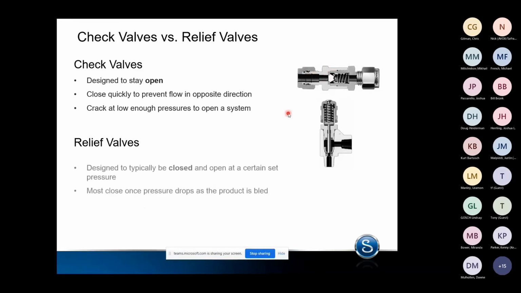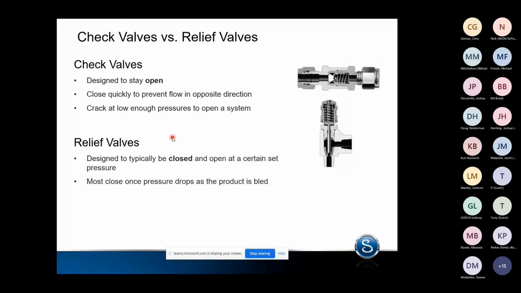When we look at a relief valve, they're designed to be closed, and they only open when there's a certain process condition. That's going to be your pressure differential between, again, your inlet and outlet, but it's really a higher pressure application. So these have to close once your pressure drops. So why is this one closed and this one is open? It's really your spring intensity.